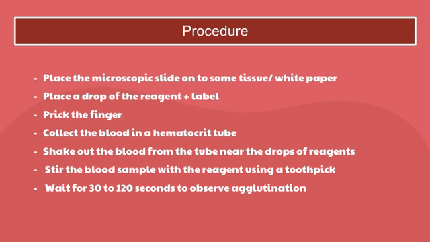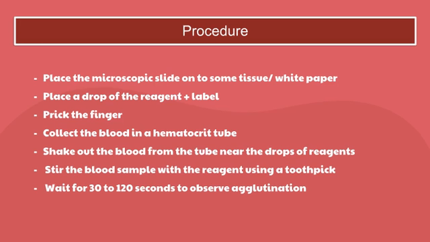Collect the blood in a hematocrit tube. Once it is in the tube, it won't clot due to the heparin coating. Hold a cotton on the wound to staunch any residual bleeding; you can also apply a bandage. Shake out a drop of blood next to the drops of the reagents. Stir the blood into each reagent with the end of a clean toothpick. Use a different toothpick while mixing the blood with the reagents. We have 3 reagents, so prepare 3 different toothpicks for each sample.